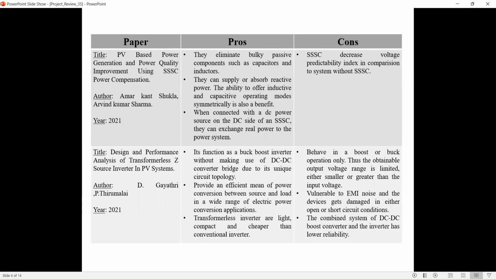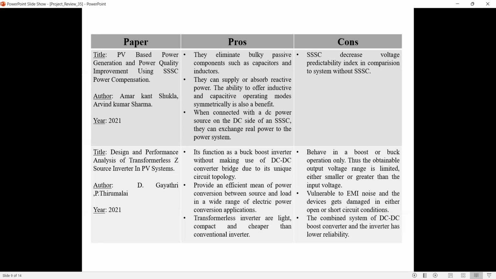Going through the next paper, which is PV based power generation and power quality improvement using SSC power consumption, which is published in 2021. The advantages of this paper is they eliminate bulky passive components such as capacitor and inductor. They can supply or absorb reactive power. The ability to offer inductive and capacitive operating modes systematically is also a benefit.